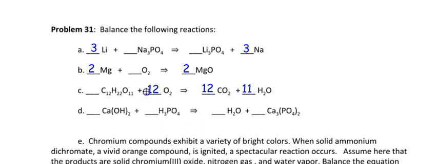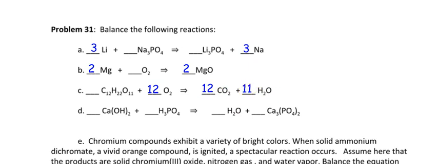Okay, so go back and make sure that you understand what I just did. I have 12 carbons, 22 hydrogens, 22 hydrogens distribute. I have 11 oxygens plus 24 makes 35. I have 24 oxygens plus 11 distribute, and that makes 35.